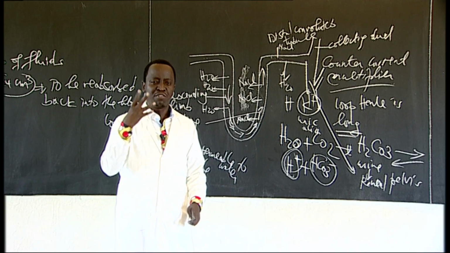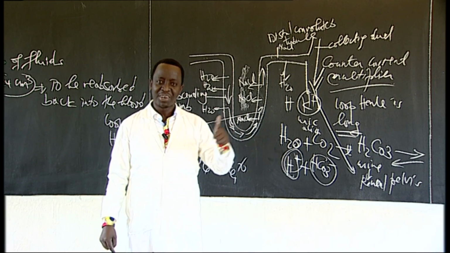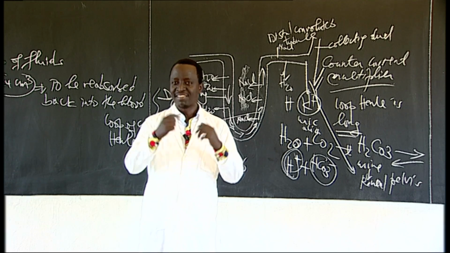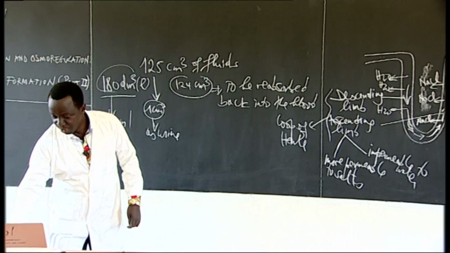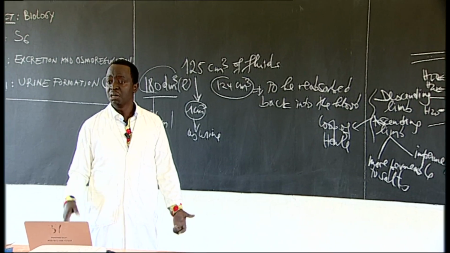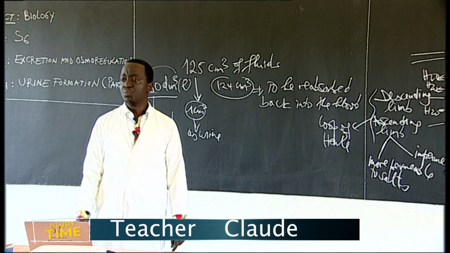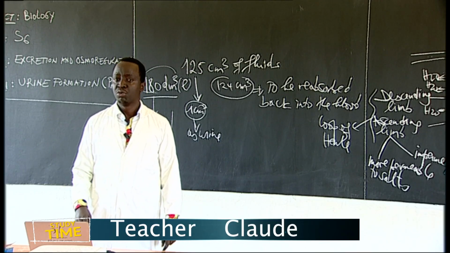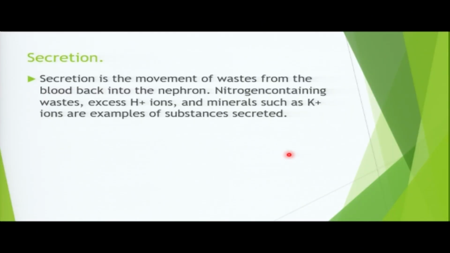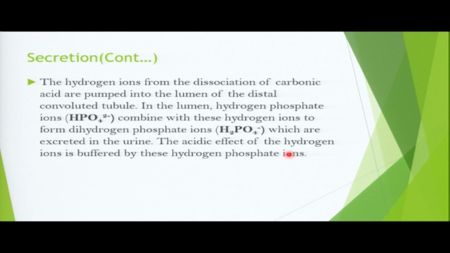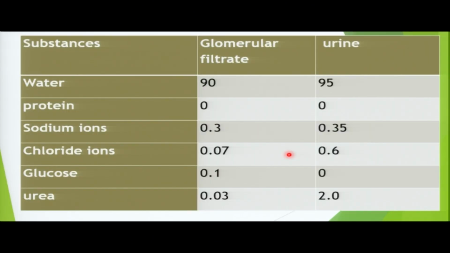So now, have you understood how urine is formed, from ultrafiltration to secretion? Is it okay? I hope you get something. Nice. Now, secretion, we have already talked about this, is the movement of waste products from the blood into the nephron to be excreted out. Are you getting this?